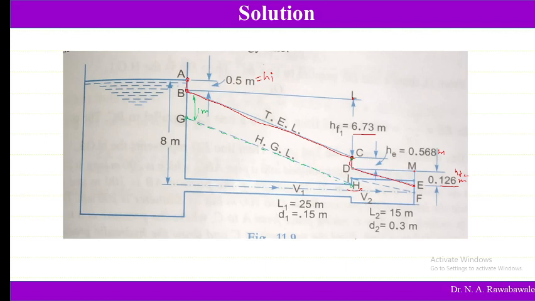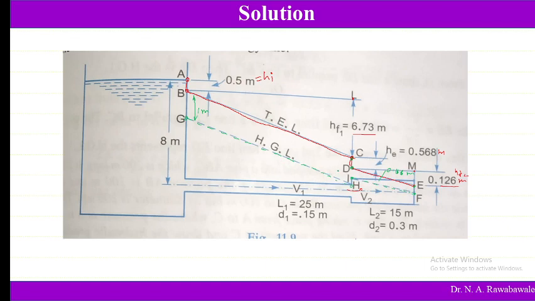Then again from point D, the kinetic energy loss in the second pipe is taken, that is 0.06 meter. So 0.06 meter is subtracted, approximately 1 mm. From here and from point E also 0.06 is taken, and then again we draw a dotted line joining these two points. So this is the hydraulic gradient line and this is the total energy line.